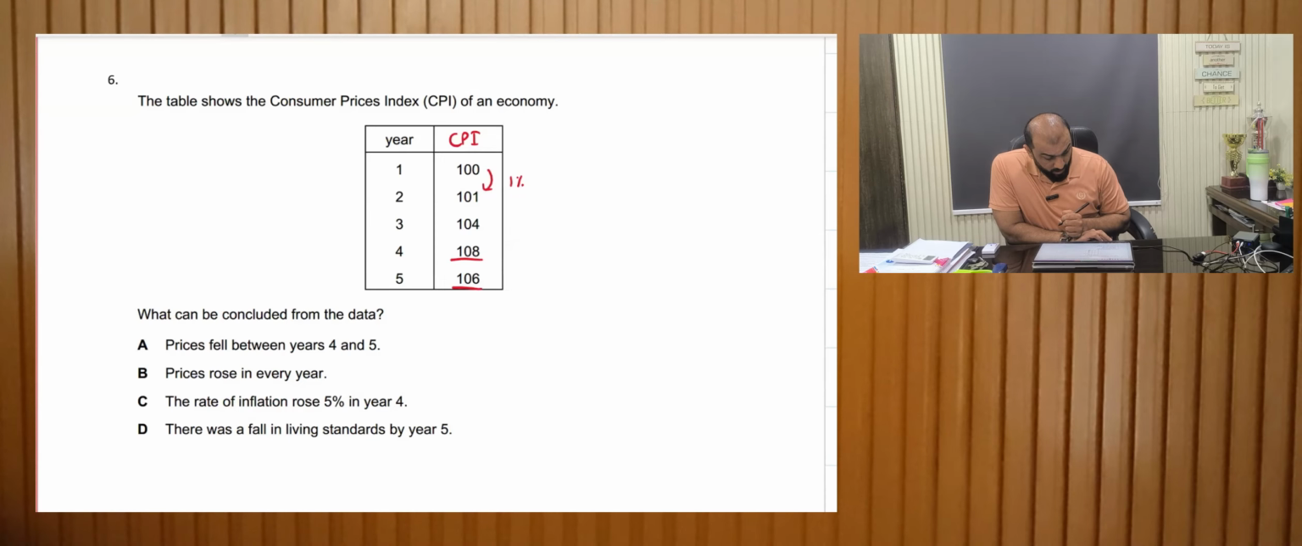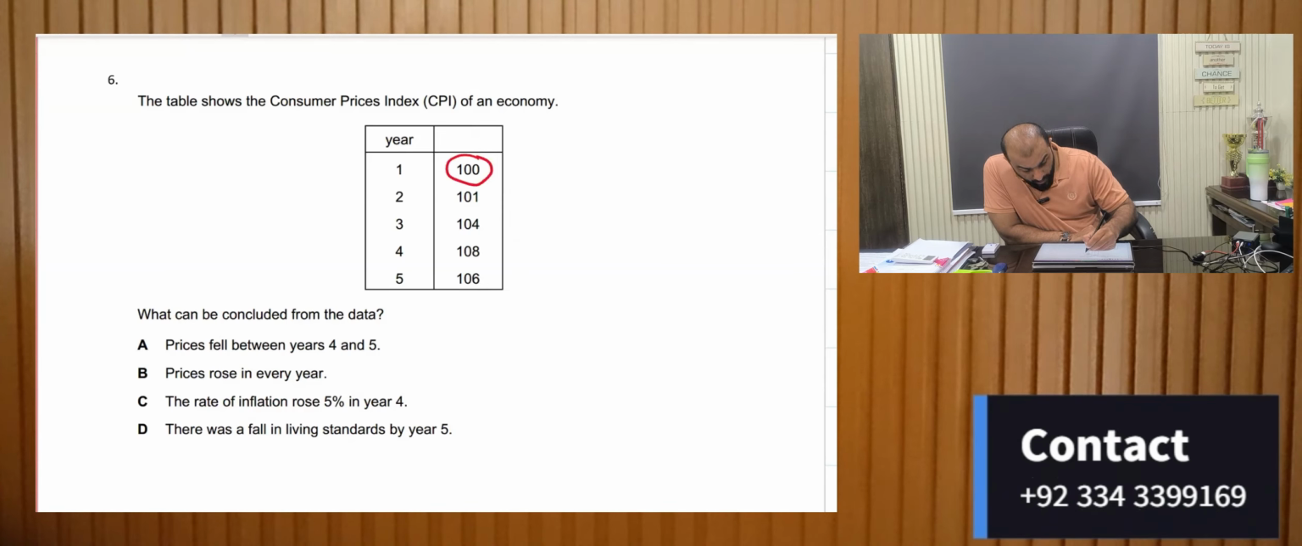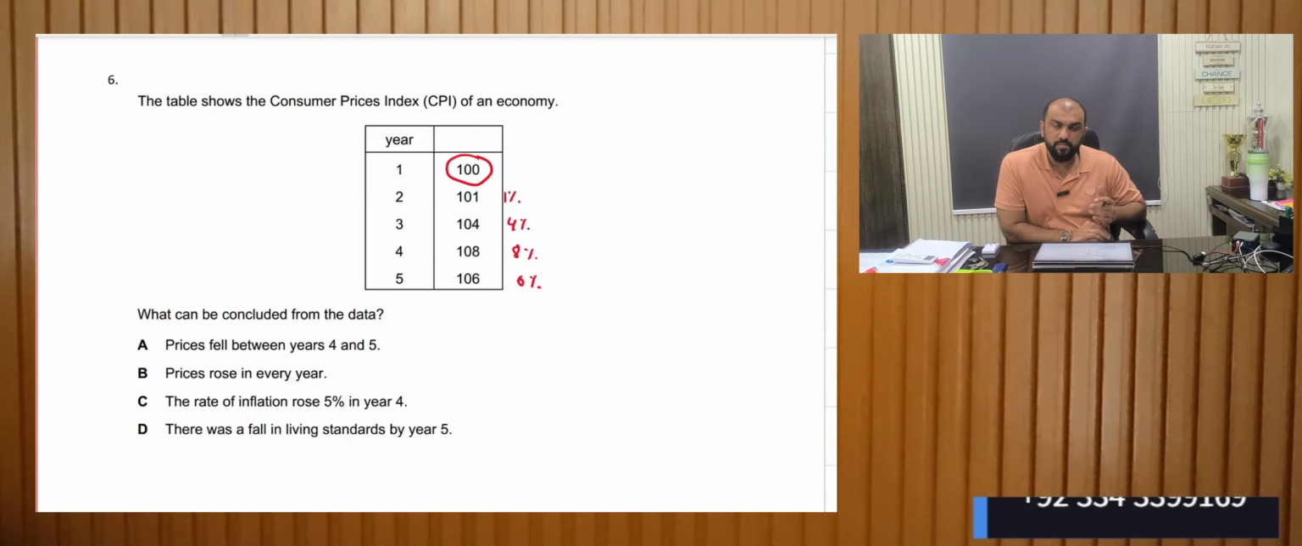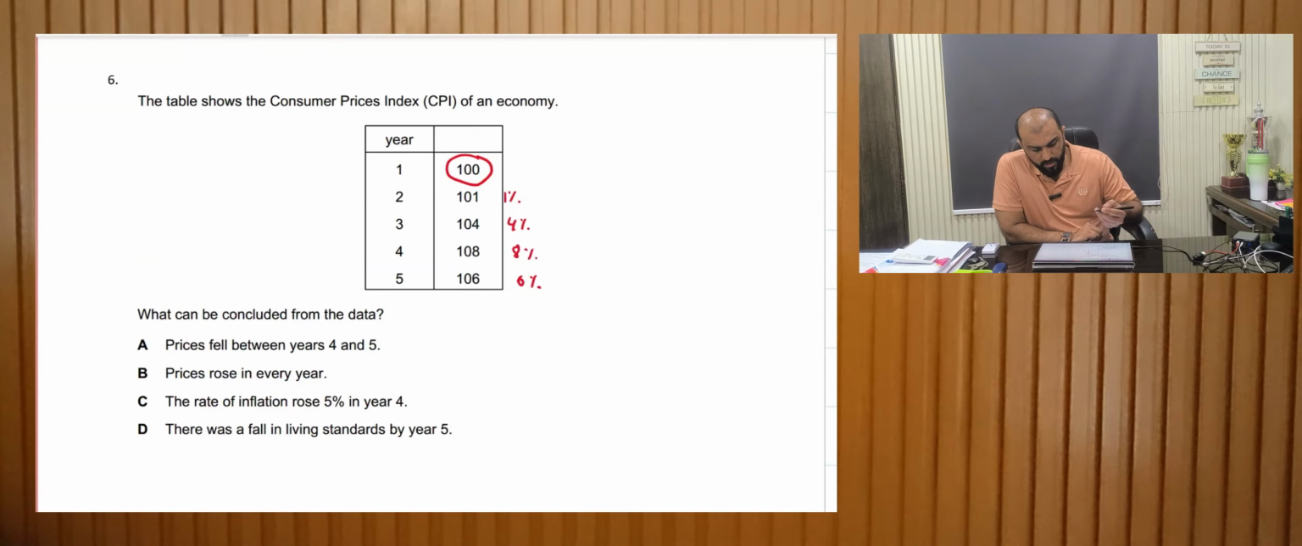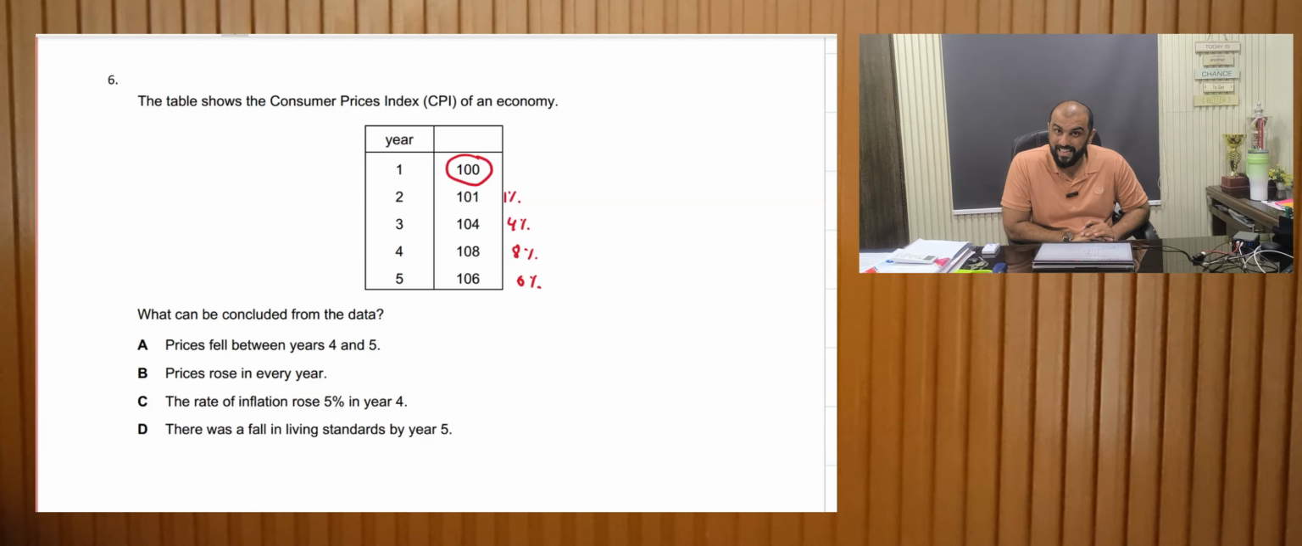Let's look at the other option. The prices rose in every year. Now, let me just be very clear on this. We need to compare it with year 1. So we had 1% inflation, 4% inflation, 8% inflation, and 6% inflation. What this table is showing, compared to the first year, is inflation of 1, 4, 8, and 6% respectively.